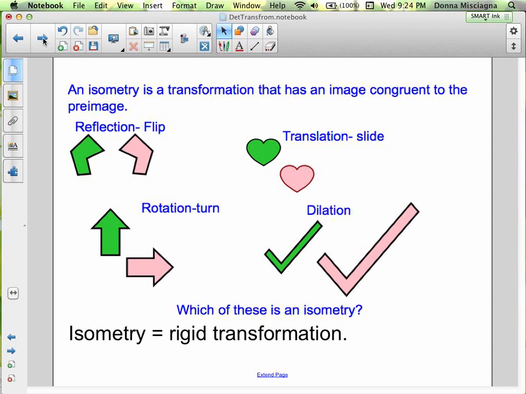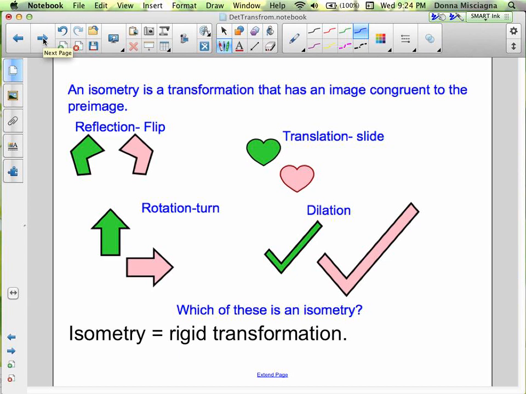Which of these is an isometry? So of these, 3 are isometries. So remember, isometry is a rigid transformation. So you think in your head, or you can call it out loud. You can tell the computer screen. Which of these is a transformation? Right? See if you figured out which of these, they're all transformations. Which of these is an isometry?